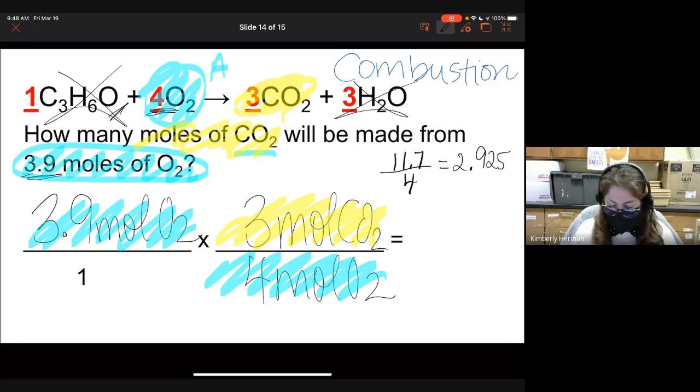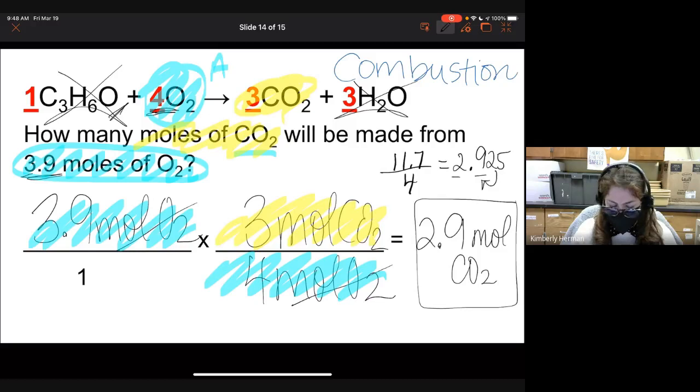So we'll notice that this has 2 sig figs, so 1, 2, will 2 round it up? Nope. So we're going to get 2.9 mole. Notice O2 cancels out. We're going to have it for CO2.